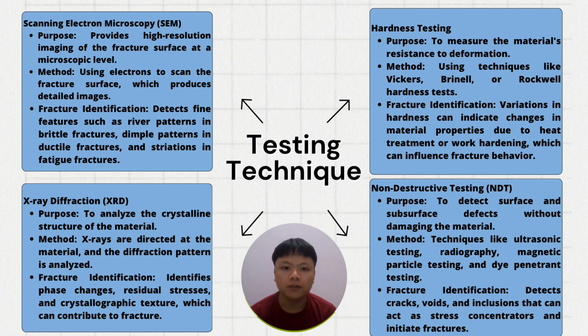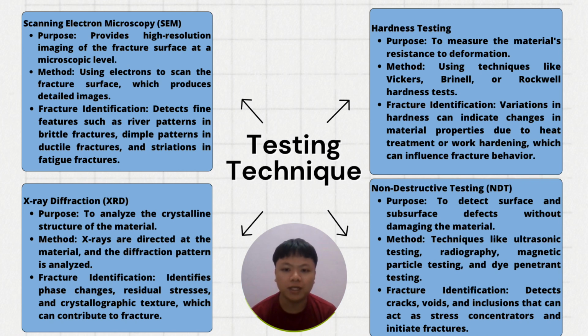Testing techniques for fracture. The first we got is scanning electron microscopy (SEM). It provides high resolution imaging of fracture surfaces at microscopic level. It uses electrons to scan the fracture surface, which produces detailed images. It can detect fine features such as river patterns in brittle fractures, dimple patterns in ductile fractures, and striations in fatigue fractures.